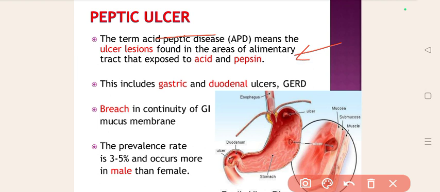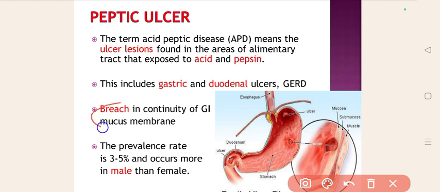Alimentary tract means from the mouth to the anal region, and that area is supposed to be exposed to the acid and pepsin. That's why the name is peptic ulcer or acid peptic disease, and that includes gastric ulcers, duodenal ulcers, and reflux esophagitis or GERD, that is gastroesophageal reflux disease.